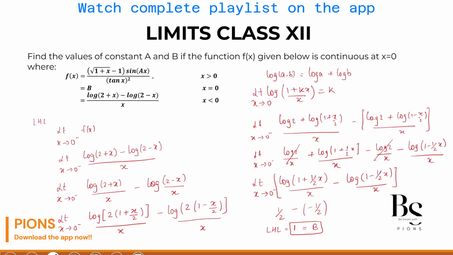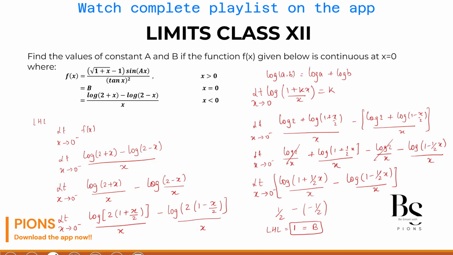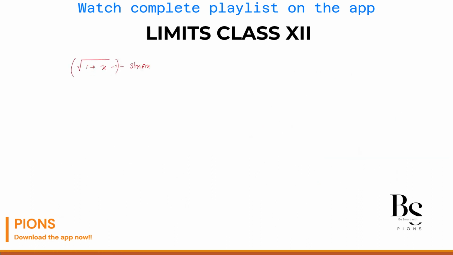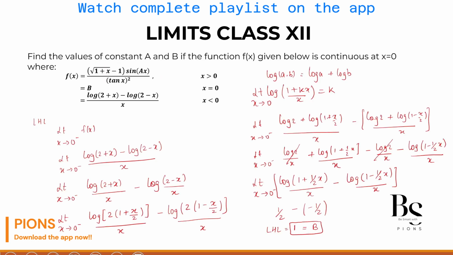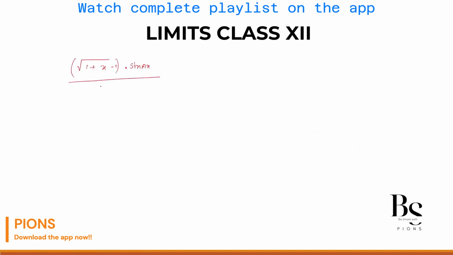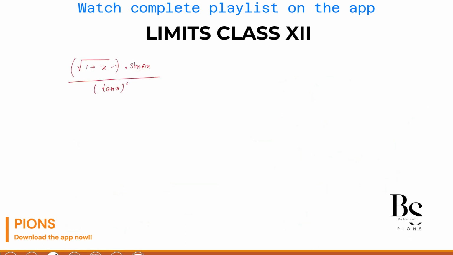Let me scroll up. 1 plus x minus 1 it is. Root under 1 plus x minus 1, into sine ax, whole divided by tan 2x, whole square. Let's just reconfirm one last time: root under 1 plus x minus 1, sine ax upon tan 2x whole square, limit x tending to 0. This is for x greater than 0.